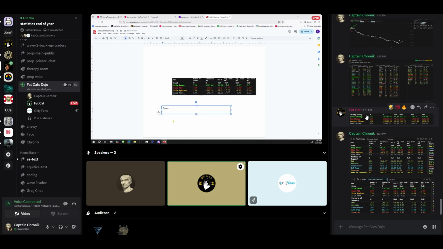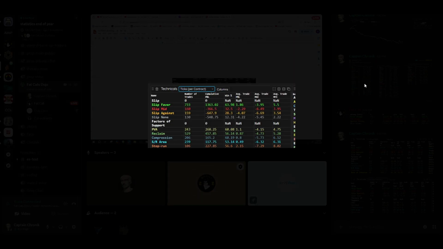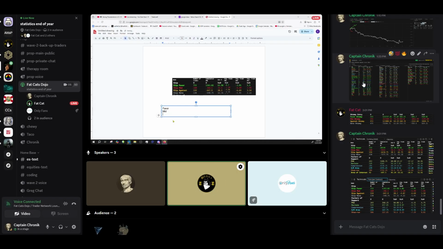What's the second amount? Mids. Not by much for you. Yeah, mids and against are pretty similar, and so is my mids and against. They're similar, but mid slip still performs second best for both of us. Which one's the worst? Against. Against, yeah.